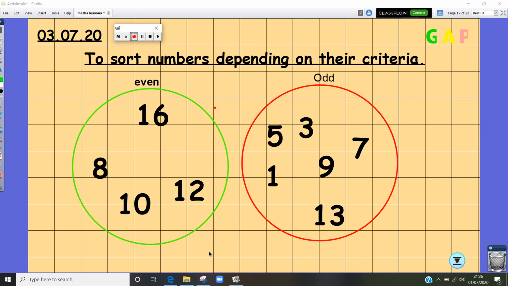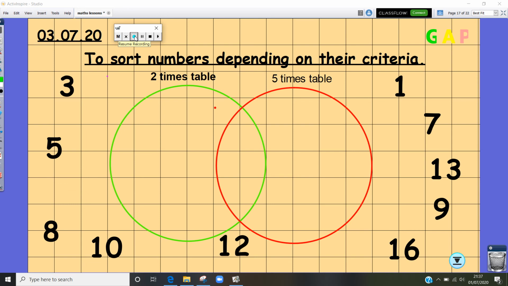Okay, we're going to have another go this time. I'm just going to reset my board and then we'll see if we can sort the numbers into a different criteria. And here is my new sorting diagram. You can see I've overlapped my circles this time, and that is because of the criteria that I have chosen.